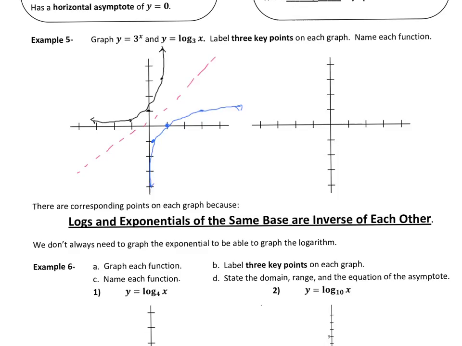Okay, so if we were to name each function then, what would the black one be named? Exponential base... what is a in this point? 3. Good. Exponential base 3. And then what's the blue one named? Log base 3. Logarithm base 3. Yeah. Don't overthink it, people. It's pretty simple.